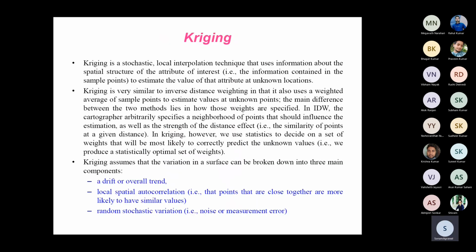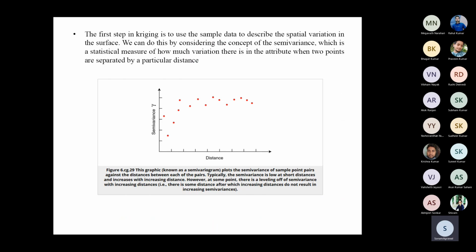The last one is kriging. Kriging is another type of interpolation method, and it is very much like IDW, but the difference is that instead of using distance as the basis of the weight assignment, in this case statistics are used to assign the weight at any position. Whenever we perform kriging, there is a concept of the semi-variogram. As you can see on the screen, there is a plot between the distance and semi-variance.